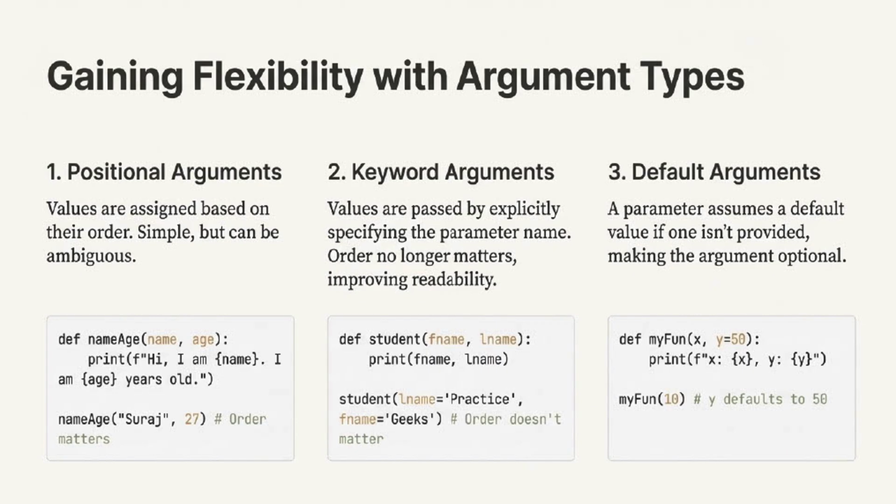Next, keyword arguments. Here, we pass values by explicitly mentioning the parameter name. We call the function using fname and lname. Even though the order is changed, Python correctly matches the values using the parameter names. Finally, default arguments. A default argument has a value already assigned in the function definition. In the example, the parameter y has a default value of 50. When we call the function with only one value, Python automatically uses the default value of y.